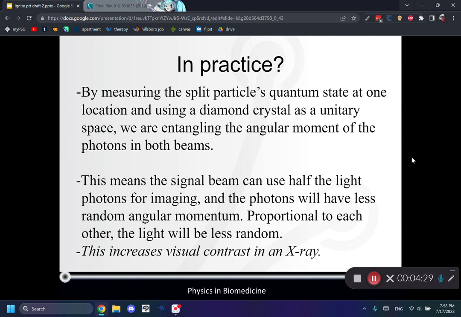And so, in practice, by measuring the split particle's quantum state at one location and using a diamond crystal as a unitary space, they're entangling the angular momentum of the photon in both beams. That means the signal beam can use half the light photons for imaging, and the photons will have less random angular momentum proportional to each other. This means that the light will be less random, so this increases visual contrast, leading to a better X-ray.